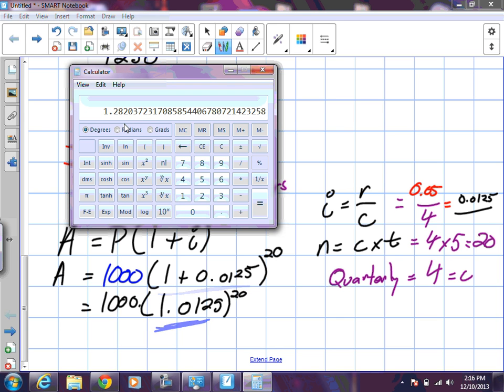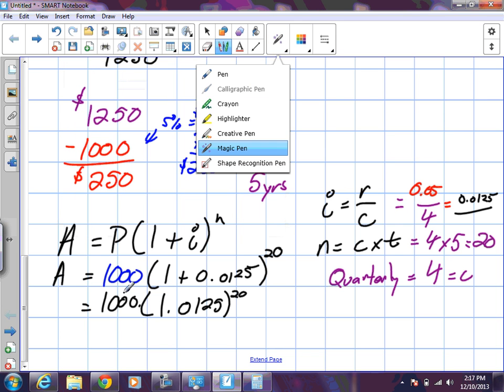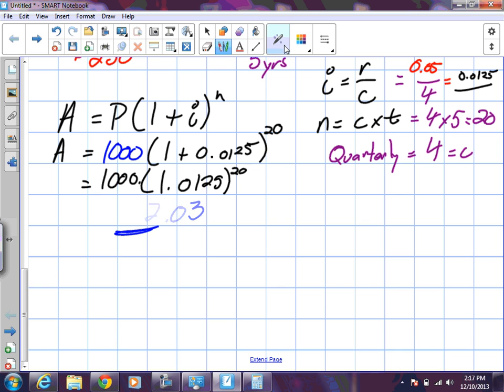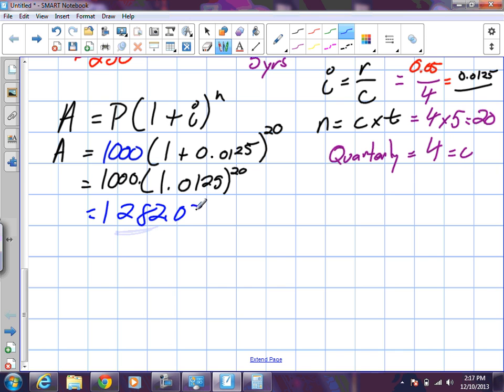So we'll multiply this by our 1,000. And I earned $1,282.03. Now, not a huge difference, right? How much interest did we earn? How can we calculate it? $1,282.03. How do I figure out interest? That's right. We just subtract this from what we originally plugged in.